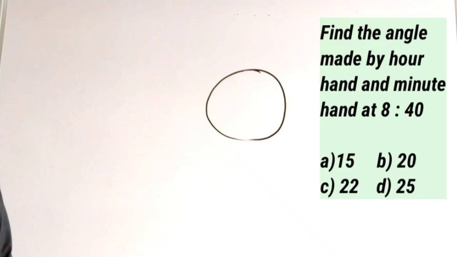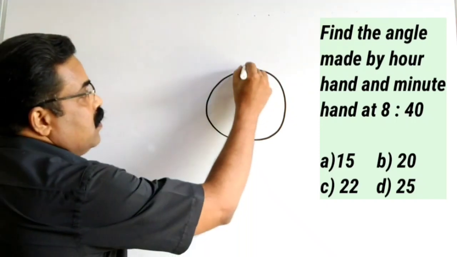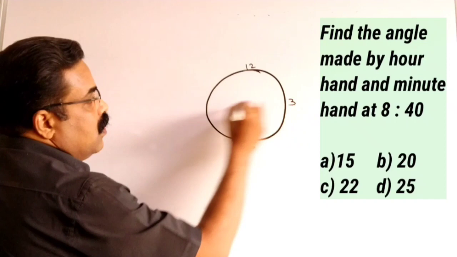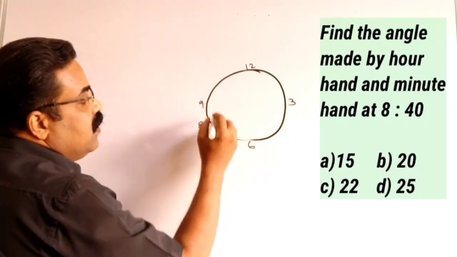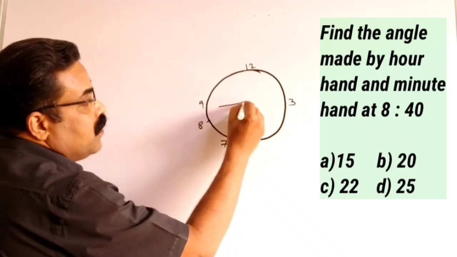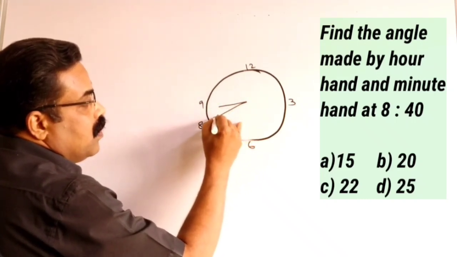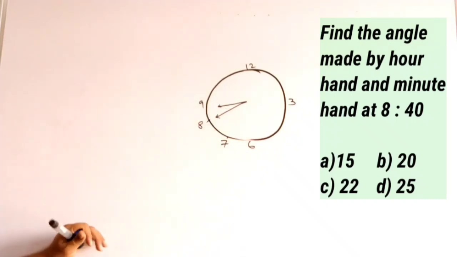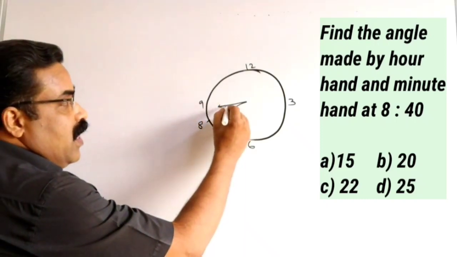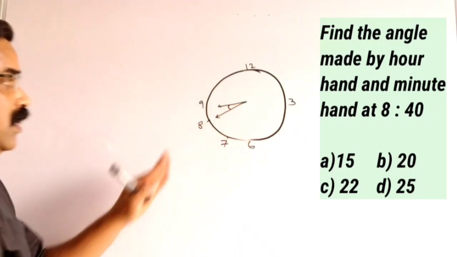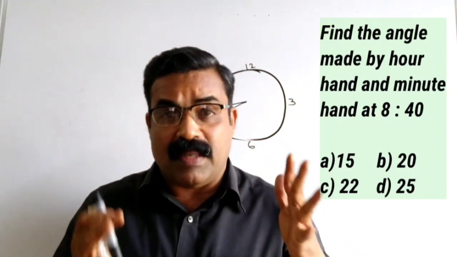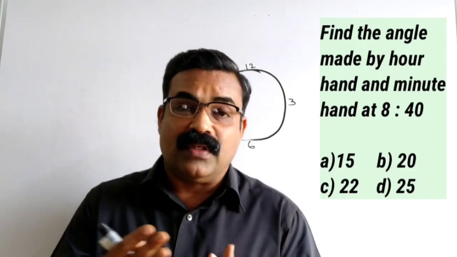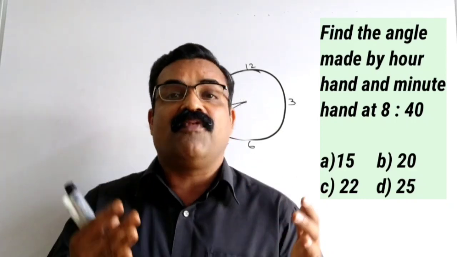So suppose this is your clock and the time is here it is 8, 7 and time will be like this, 8:40. So this is the time 8:40 and this angle is what you need to find out. So students, we have two different methods to find out these type of questions. I'll explain to you both the methods. Whichever is easy for you, follow that.